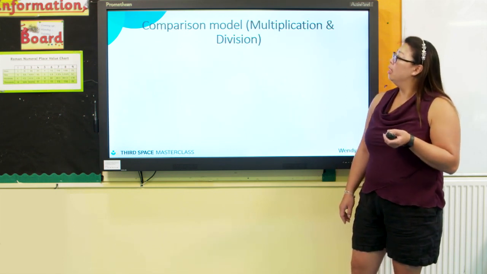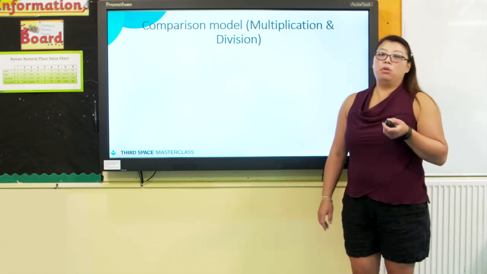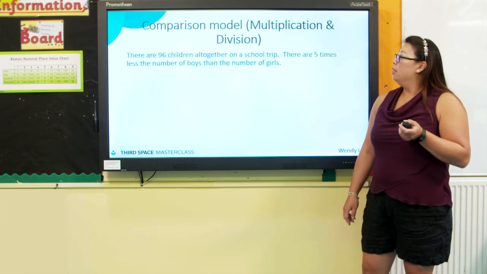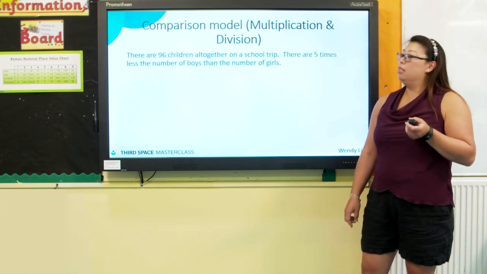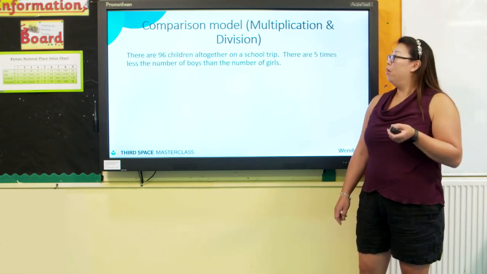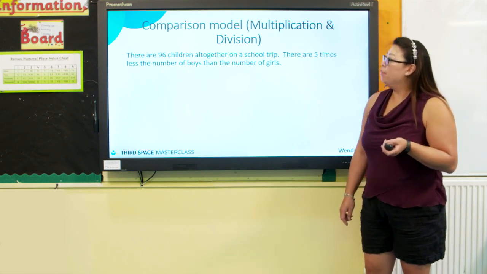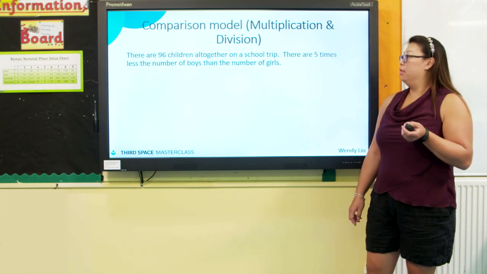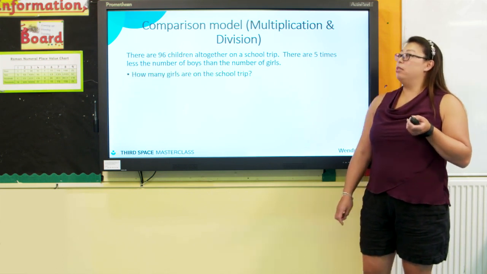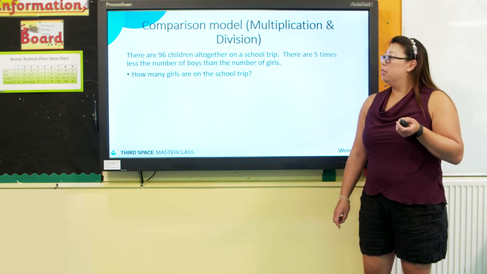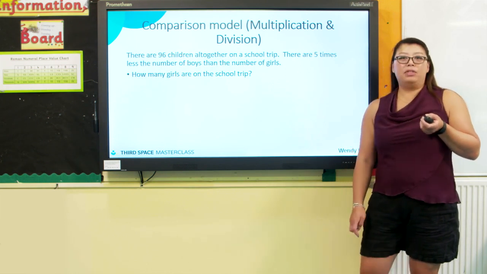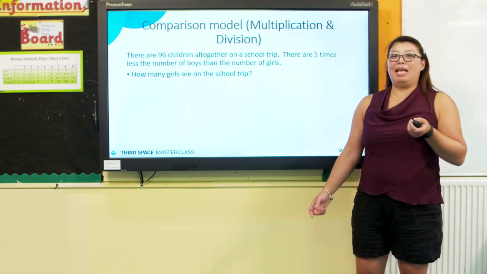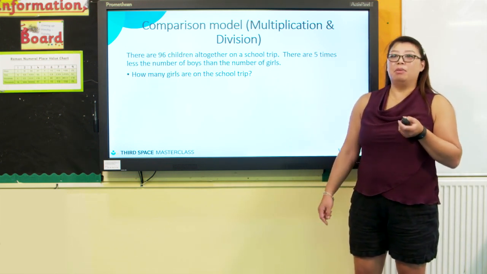Okay? So now a comparison model to do with both multiplication and division. Okay, there are 96 children altogether on a school trip. There are 5 times less the number of boys than the number of girls. How many girls are on the school trip? So first of all, what does 5 times less actually mean? Well, 5 times less is the opposite of 5 times more.